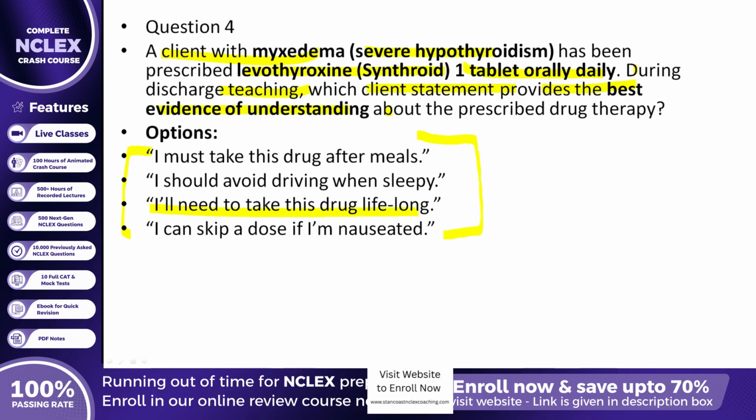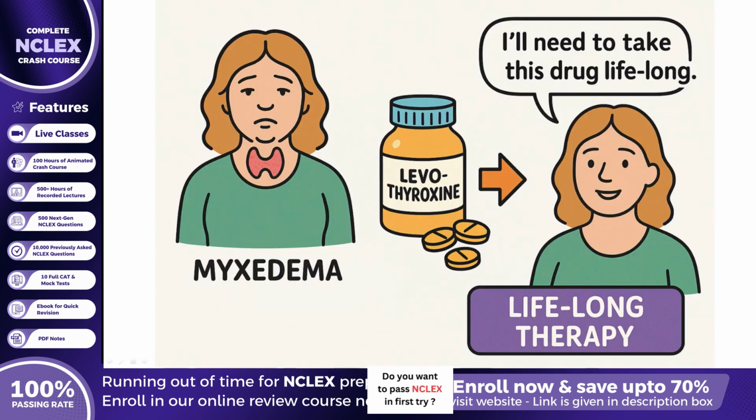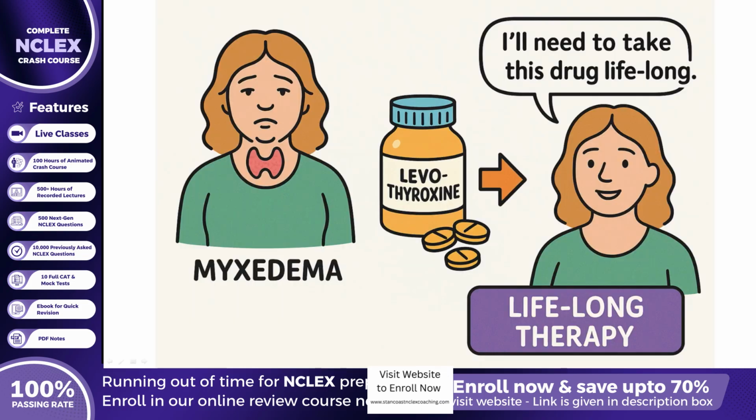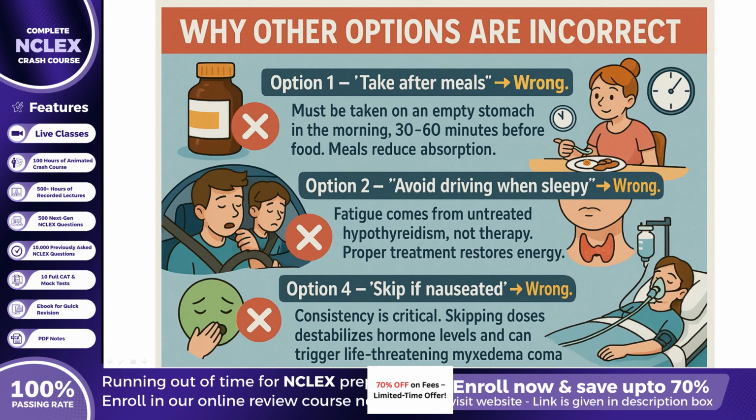This is the best evidence of understanding because thyroid hormone replacement therapy is not a short-term treatment, but a lifelong necessity once hypothyroidism, particularly in its severe form such as myxedema, has been diagnosed. The thyroid gland can no longer produce adequate thyroxine, so synthetic replacement with levothyroxine is essential to sustain normal metabolism, maintain cardiac output, support oxygen utilization, and preserve neurologic function. Stopping the medication abruptly or failing to take it consistently can cause recurrence of hypothyroid symptoms and, in extreme cases, progression to myxedema coma, a medical emergency.